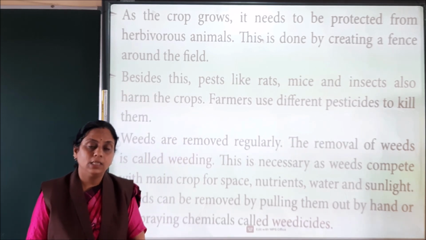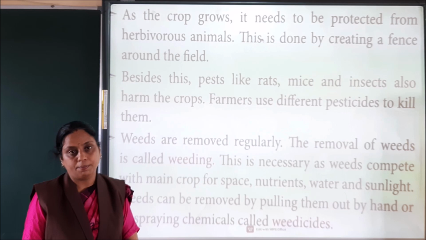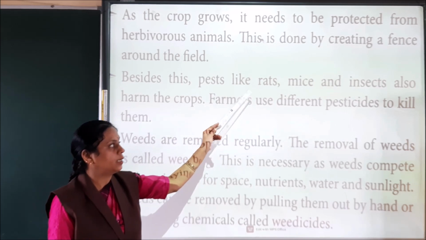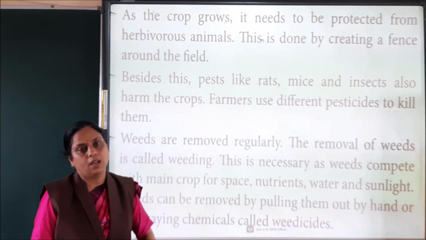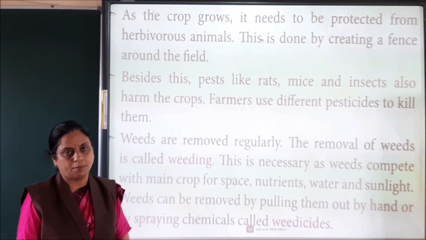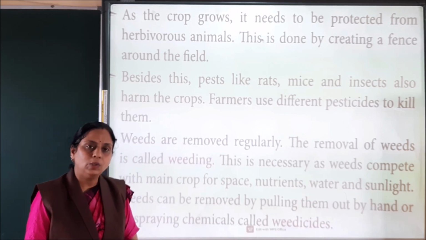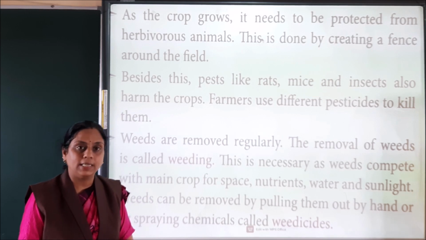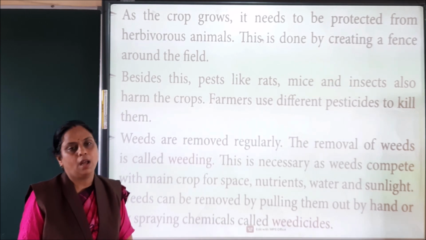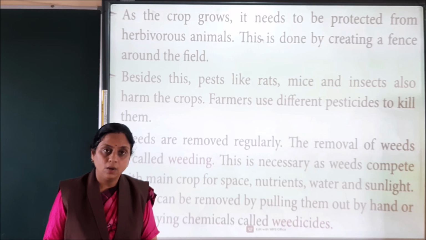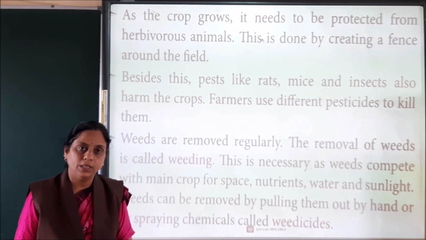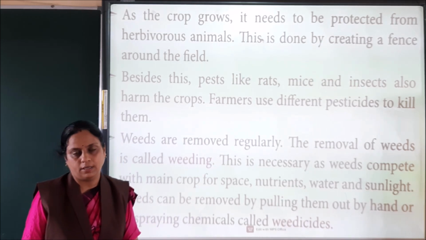Now besides this, pests are also there. Pest means rats, mice and insects. They also harm the crops. So what are farmers doing? They are using different types of pesticides to kill the pests. As I told you earlier also, they are removing the unwanted plants.